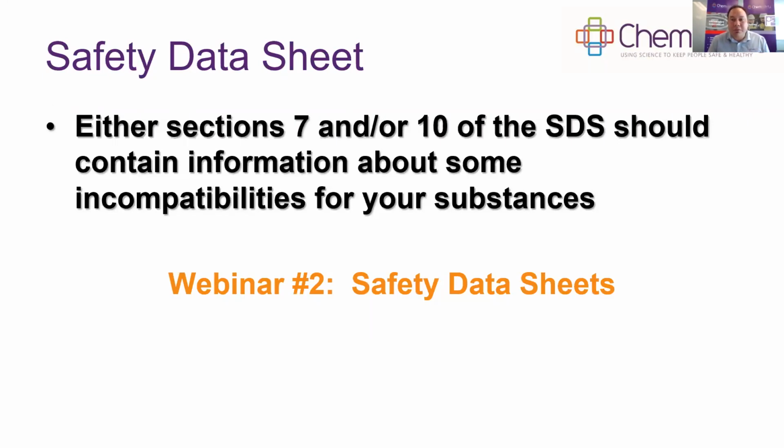So first and foremost, a very important place that we're able to find the information regarding our incompatible substances is either section 7 or section 10 of the safety data sheet. They contain information for some of your incompatibilities for your substances. So not just the chemicals or the classes that they're incompatible with, but also some of the materials. So if you need to brush up on your safety data sheet skills, do view webinar number 2 that we did for safety data sheets. If you need the link, do get in contact with us, and we'll send the link through to you.